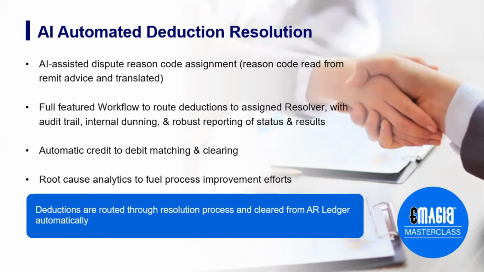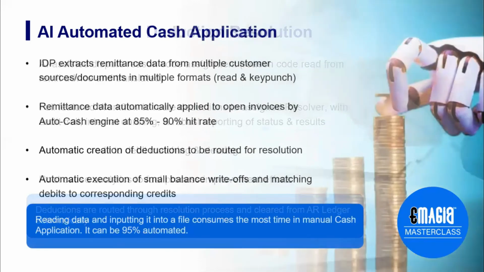But the upfront work, creating the deduction and routing it, and the end work of executing the result, like issuing a credit memo, which is the outcome 95% of the time or more, can all be automated. So again, big cost savings. Cash App.